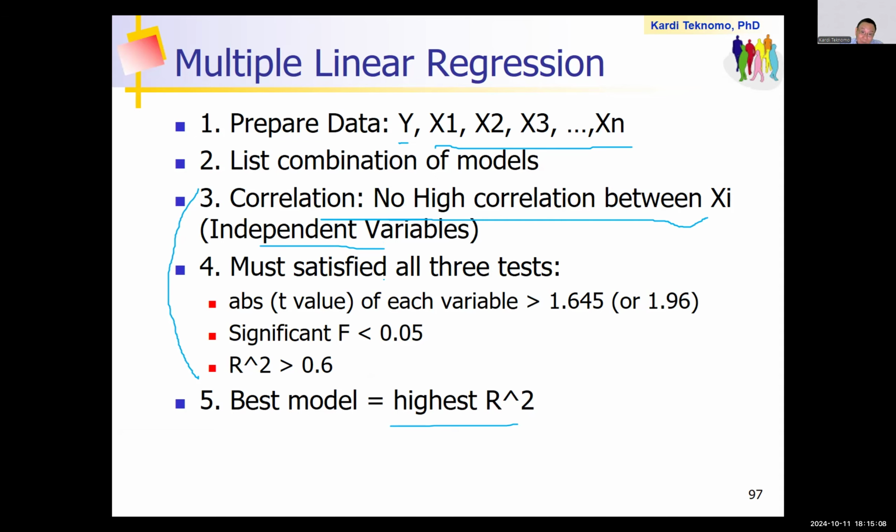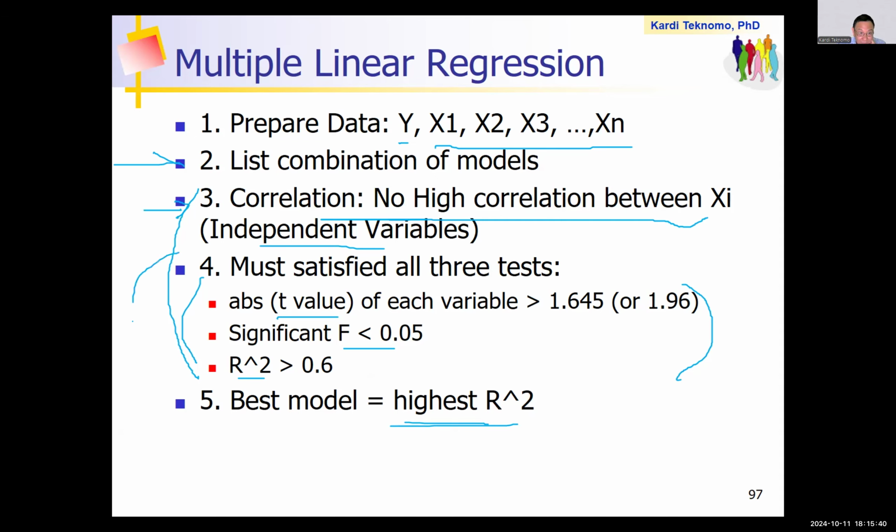Second, you test the t value, the significance F, and then the R square. The model must pass all these 3 tests. Then you can get the highest R square. I will give you examples so that you will know the meaning of possible combinations and correlation.